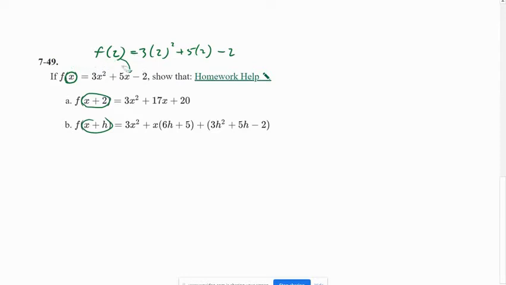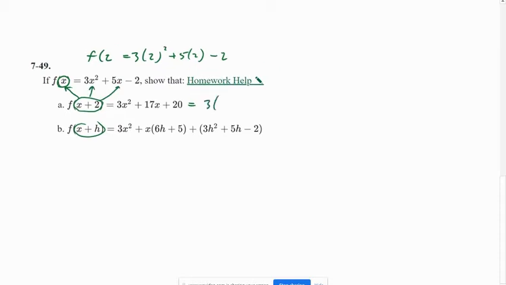Okay, so we're going to do the same thing in problem A, but instead of replacing x with a number, we're going to replace x with x plus 2. So I have to put x plus 2 there and also put x plus 2 there. So that's going to be 3 times (x plus 2) squared plus 5 times (x plus 2) minus 2. And that is 3 times (x squared plus 4x plus 4) plus 5x plus 10.